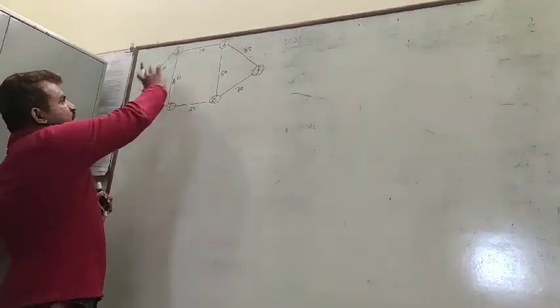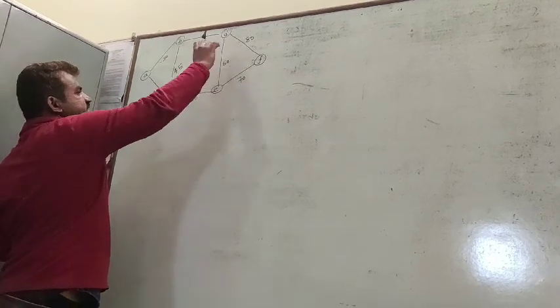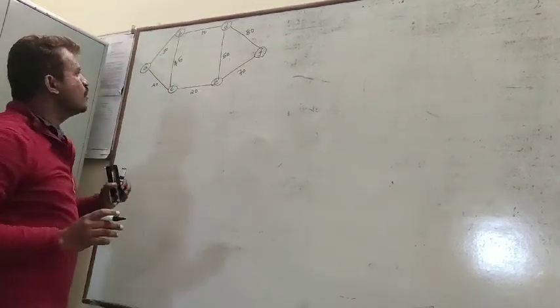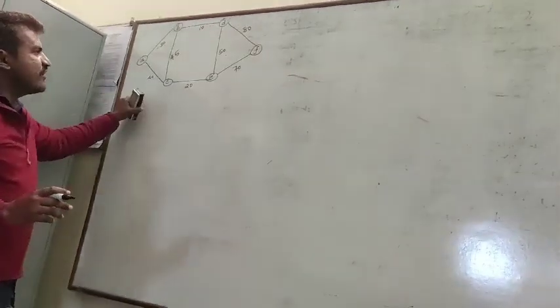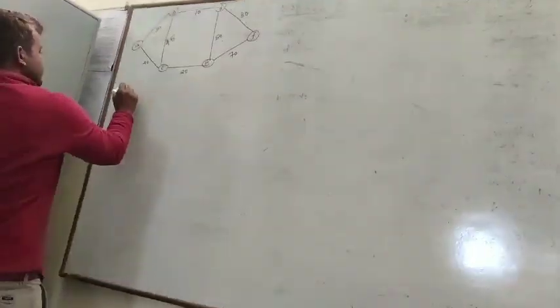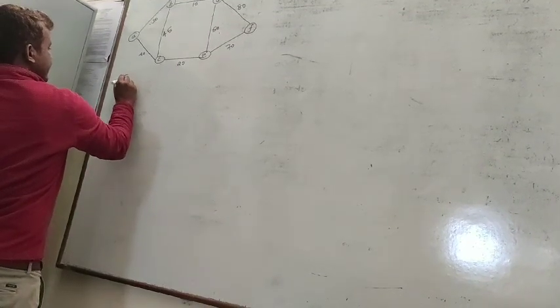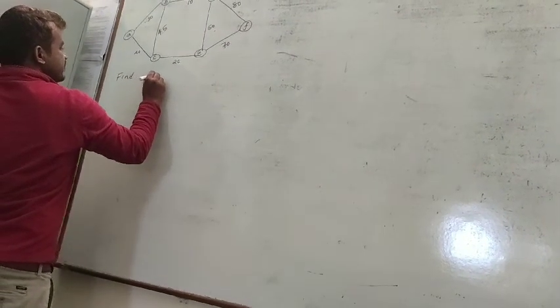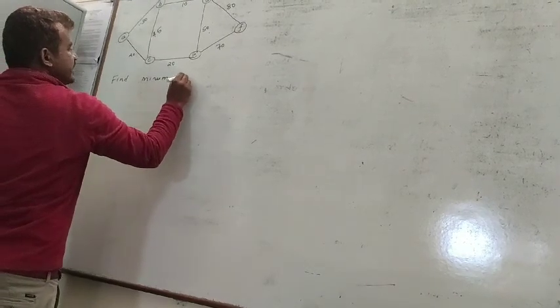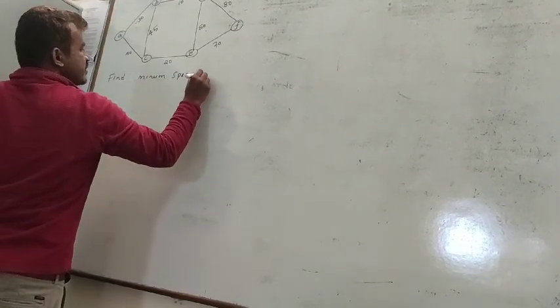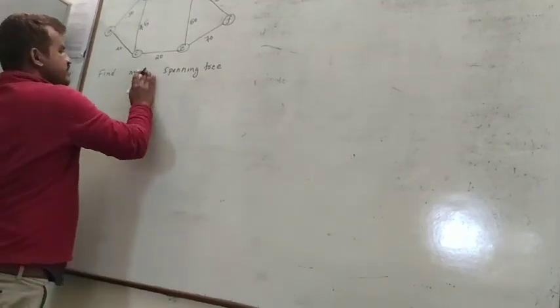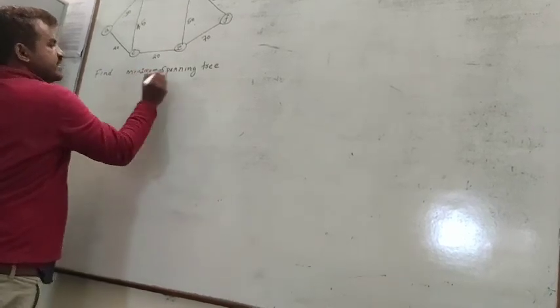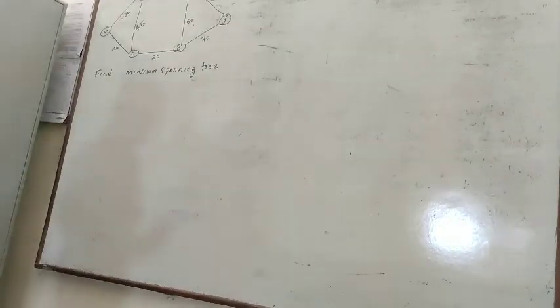These are our nodes A, B, C, D, E, F. There are 6 nodes, and the edge values are given in the problem. We have to find the minimum spanning tree. The question will be: by using this graph, find the minimum spanning tree.